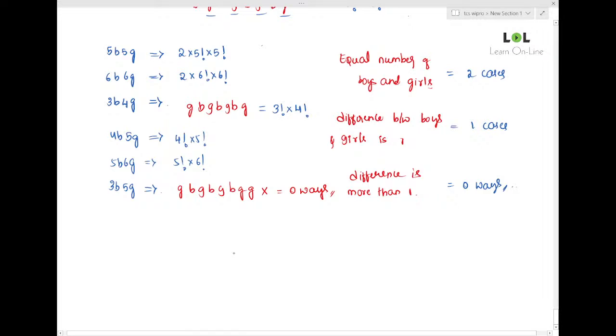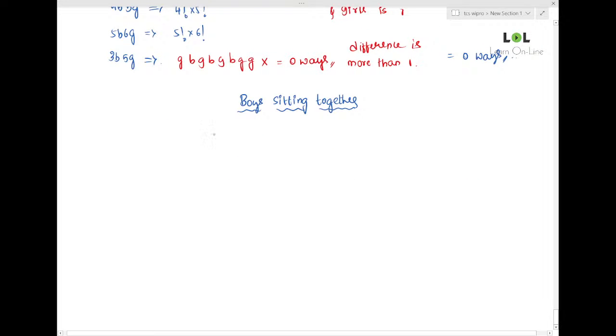That is sitting together, boys sitting together. Next concept will be boys sitting together. Observe. What will be the question? Look, suppose I have a very similar question: I have three boys and three girls. How many ways can we arrange them such that all the boys should sit together?